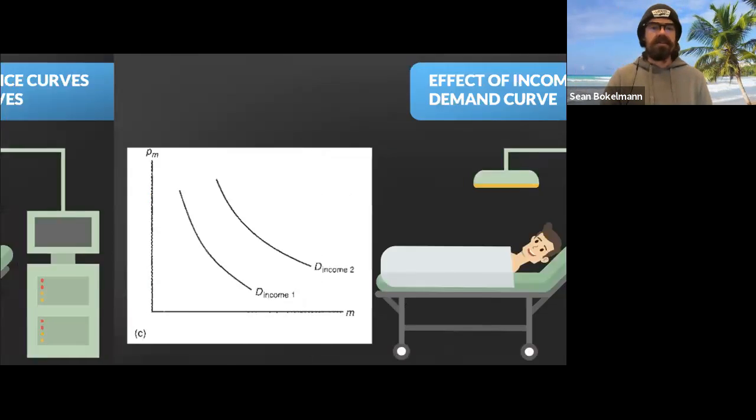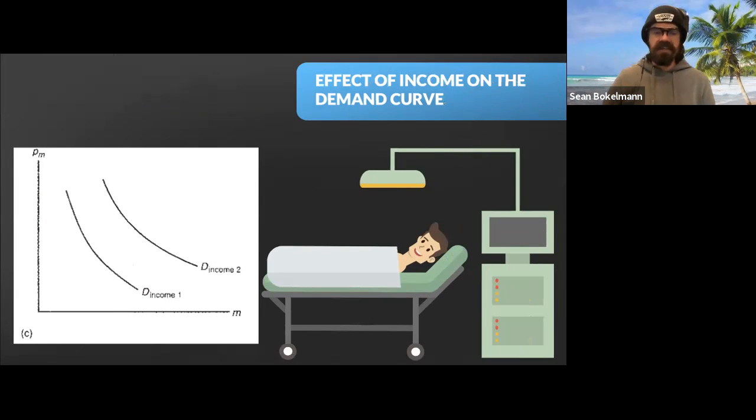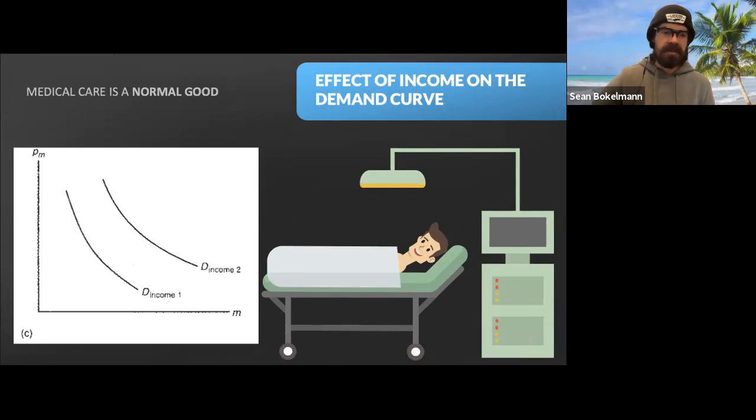And so thinking about the effect of income, we're going to assume that medical care is a normal good, and so more income means a higher demand. So that's one way to think about how demand would change if we didn't hold income constant. Higher incomes mean higher demand, a shift to the right.